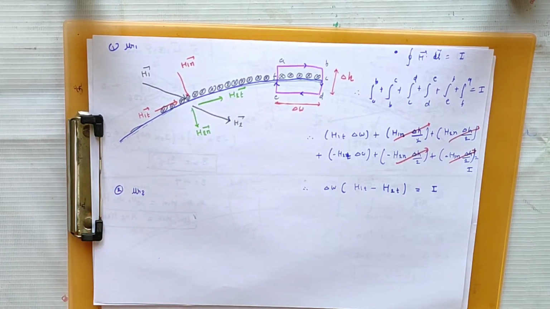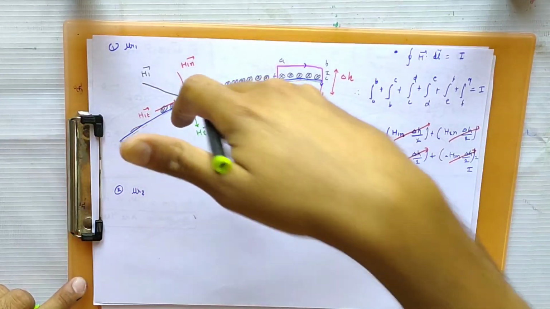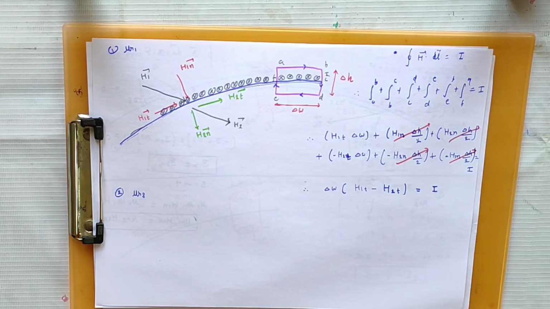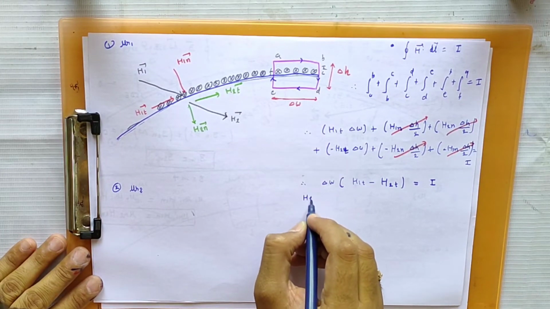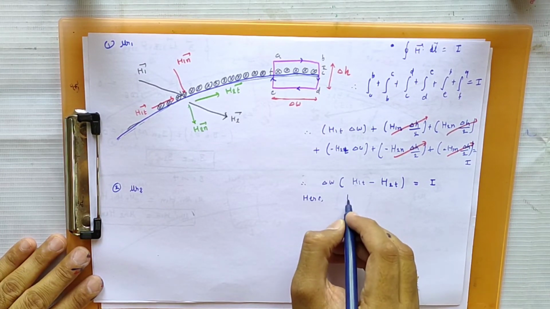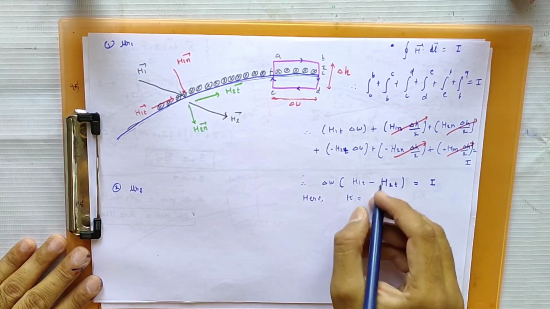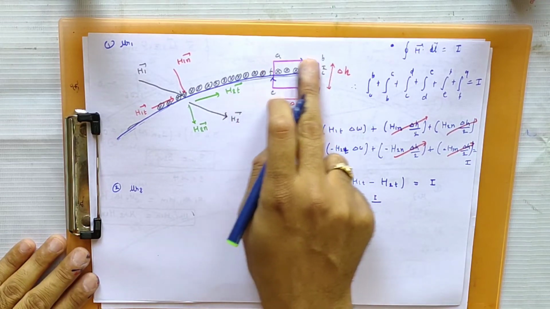Okay, clear? So here the current is present inside the page direction throughout the surface. So we have to apply the surface current density concept. What is surface current density? Here the surface current density, which is denoted as K, is equal to the current upon, I have to choose only this loop.